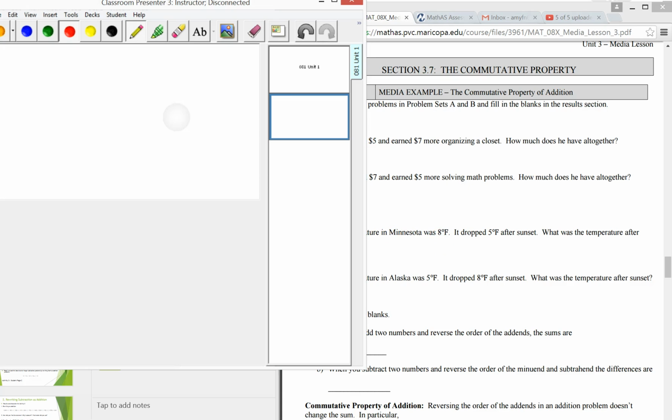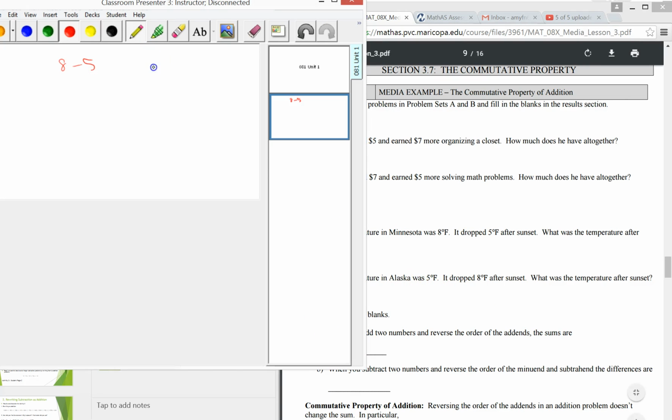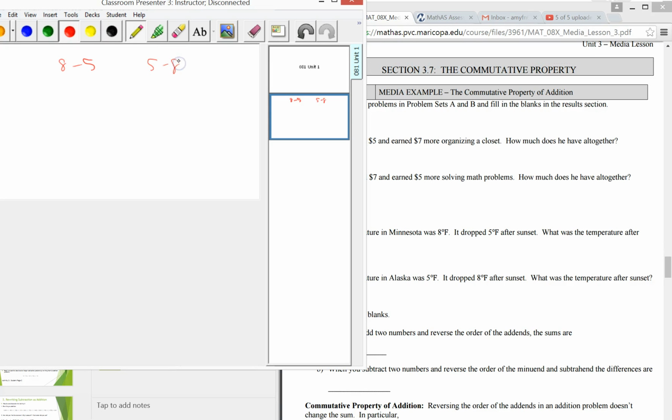Minnesota was 8 degrees, it dropped 5 degrees. And here we have Alaska was 5 degrees and it dropped 8 degrees. And I'm sure you've seen that a lot of students will say that this is 3 as opposed to -3. So for all of their time spent in whole numbers without integers, they were told subtraction is subtracting the smaller number from the larger number. So they look at this and they just find the magnitude or the difference of 3.